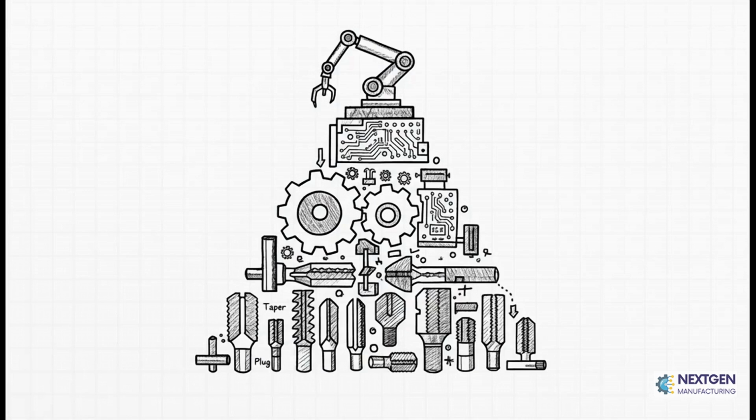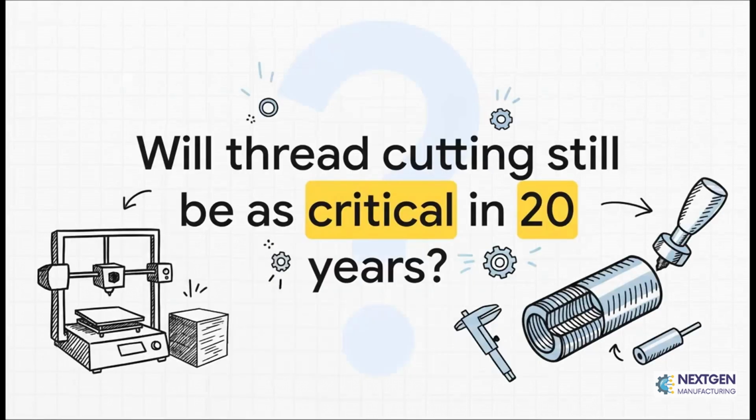So what's the big takeaway here? It's that even in this age of crazy automation, mastering these fundamental tools and the principles behind them, that is the absolute key. True precision in modern industry is built on this exact foundation of knowledge and skill. It's non-negotiable. Which kind of leaves us with a fascinating question to think about for the future.